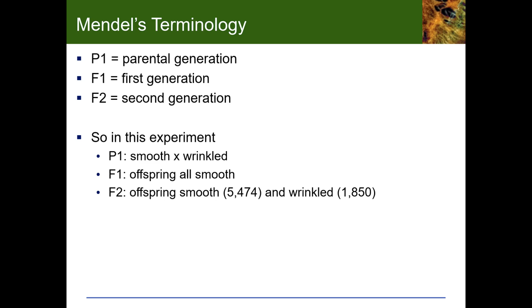He utilized some terminology. He called the first generation the P1 or the parental generation, and then the offspring of the parental generation was considered the F1 or the first filial generation, and then he used F2 or second filial generation for the grandchildren of the parental generation, if you would. So in this experiment, in the parental generation, he used smooth and wrinkled. He crossed them. And then in the F1, he got all smooth. And then in the F2, 5,474 were smooth and 1,850 were wrinkled.